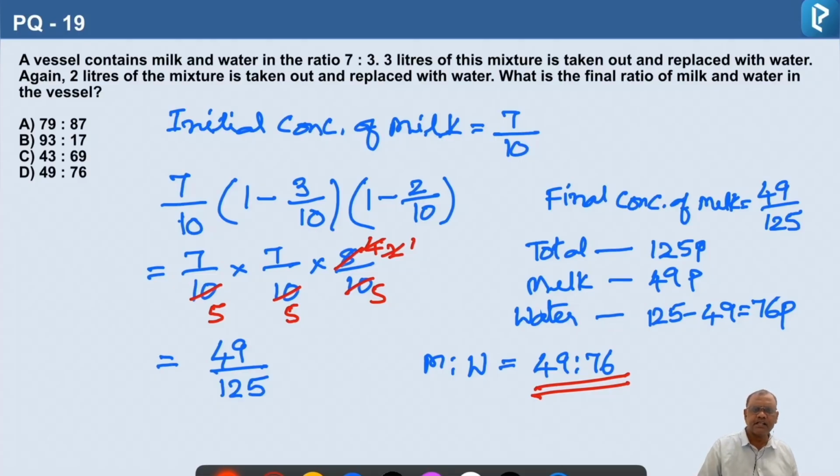So we are finding the final concentration of milk, and from that we are finding how many parts is milk and how many parts is water. So option D is the right answer.